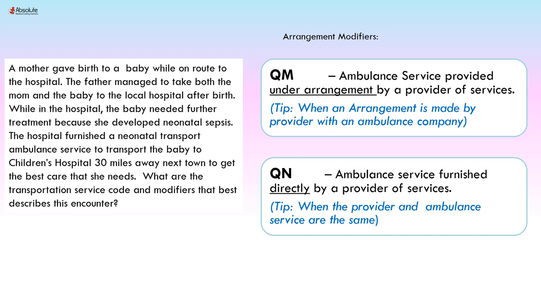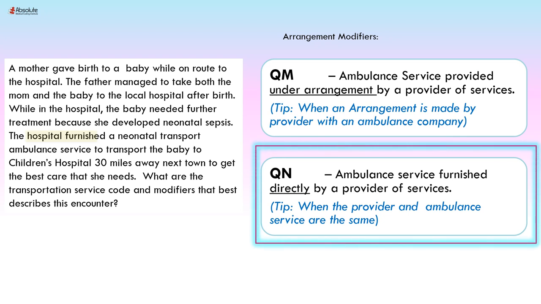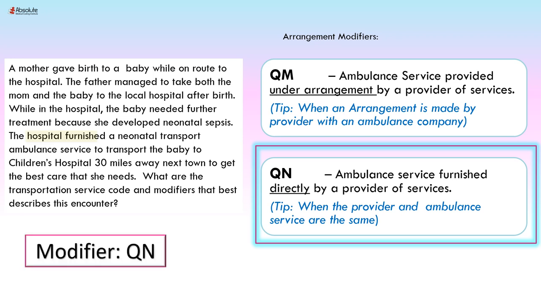However, in our case here, the hospital actually furnished the neonatal transport, so the provider and the ambulance service are the same, so we are actually going to choose QN for this one. So do you agree, coders? Tell me in the chat if you do. All right, perfect. So we have QN as our arrangement modifier.